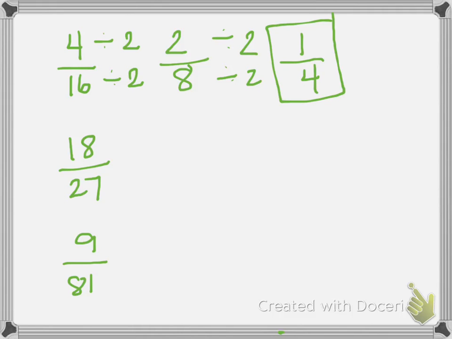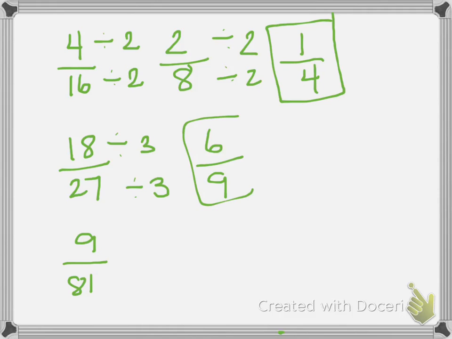Let's take a look at 18/27. This is even, and this is odd, so I know I can't count by 2's. If I can't count by 2's, then I'm going to ask, well, can I count by 3's? Let's see if I count by 3's and I hit 18 and 27. 3, 6, 9, 12, 15, 18, okay, 21, 24, 27. Yup, I counted by 3's and I said both numbers, so that means I can divide both of these by 3. 18 divided by 3 is 6. 27 divided by 3 is 9.